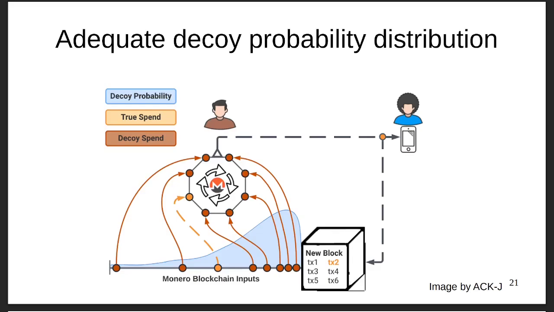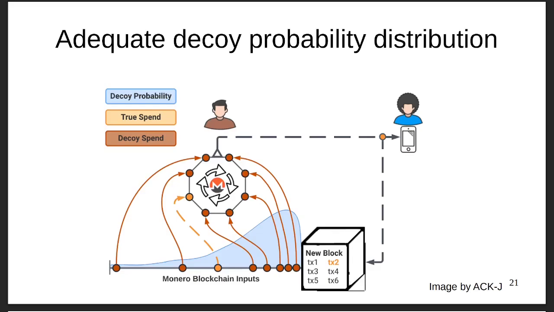Here is an example of an adequate decoy probability distribution. It is one that has no obvious flaws. A user is sending a transaction. The wallet chooses the decoys from transactions in the past. The blue shape is the decoy probability density function. Decoys are more likely to be selected from part of the blockchain where the blue shape is tall, which happens to be the more recent part of the blockchain.